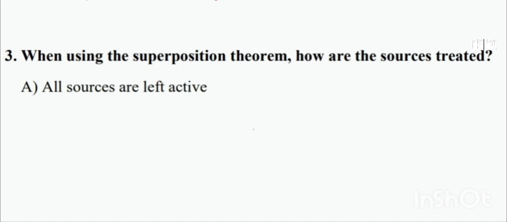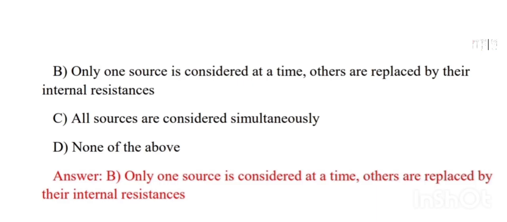Question number 3. When using the superposition theorem, how are the sources treated? Option A, all sources are left active. Option B, only one source is considered at a time, others are replaced by their internal resistance. Option C, all sources are considered simultaneously. Option D, none of the above. The right one is option B.